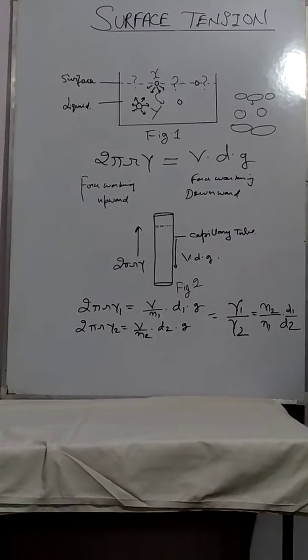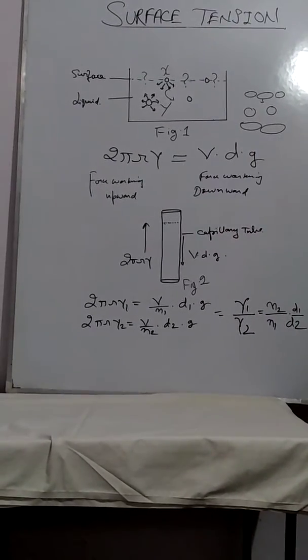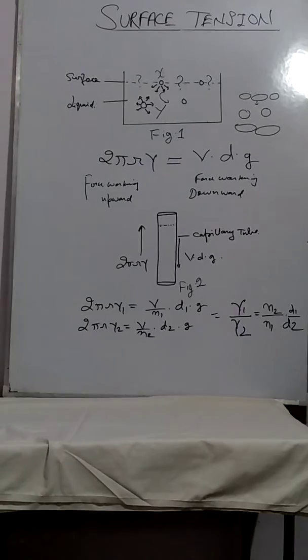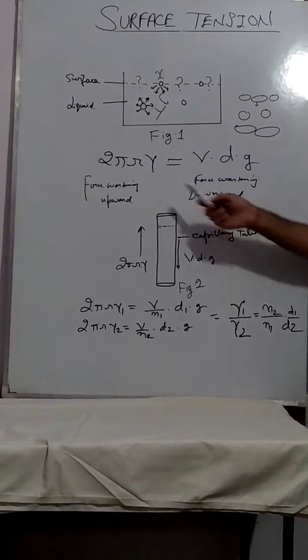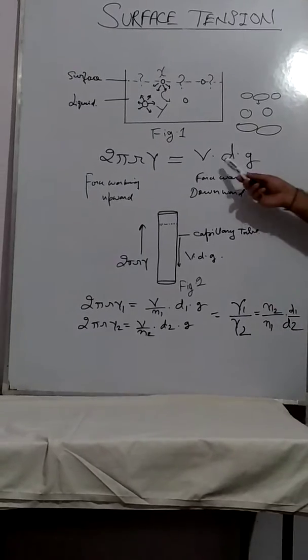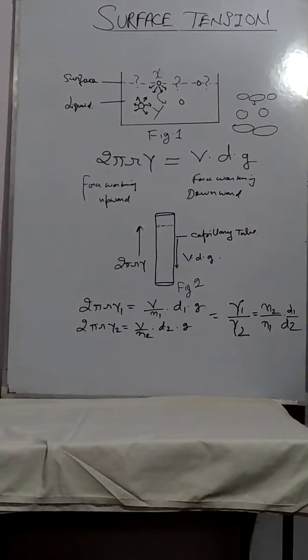Now here we have a relation: 2πrγ = VdG. Here 2πrγ is a force which works upwards, and VdG is a force working downwards.